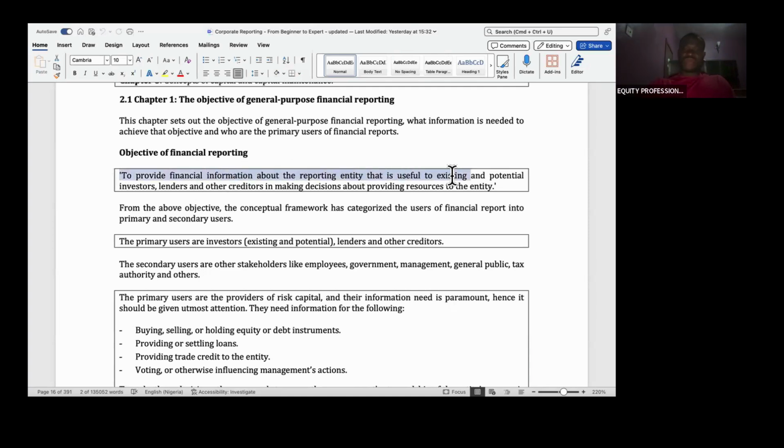So in your exam, you will not find ICAN asking you what is the objective of financial reporting. In fact, they will give you this objective and they will ask you questions from it. So we say that the objective is to provide financial information. And the question becomes, which financial information are we providing to users? Even without me telling you, some of you might be thinking that this financial information is the statement of profit or loss, the statement of financial position, the statement of cash flows. You'll be wrong if you are thinking in that direction, because that is not the financial information. That is just the medium in which those information are communicated, or the statements that contain those information.